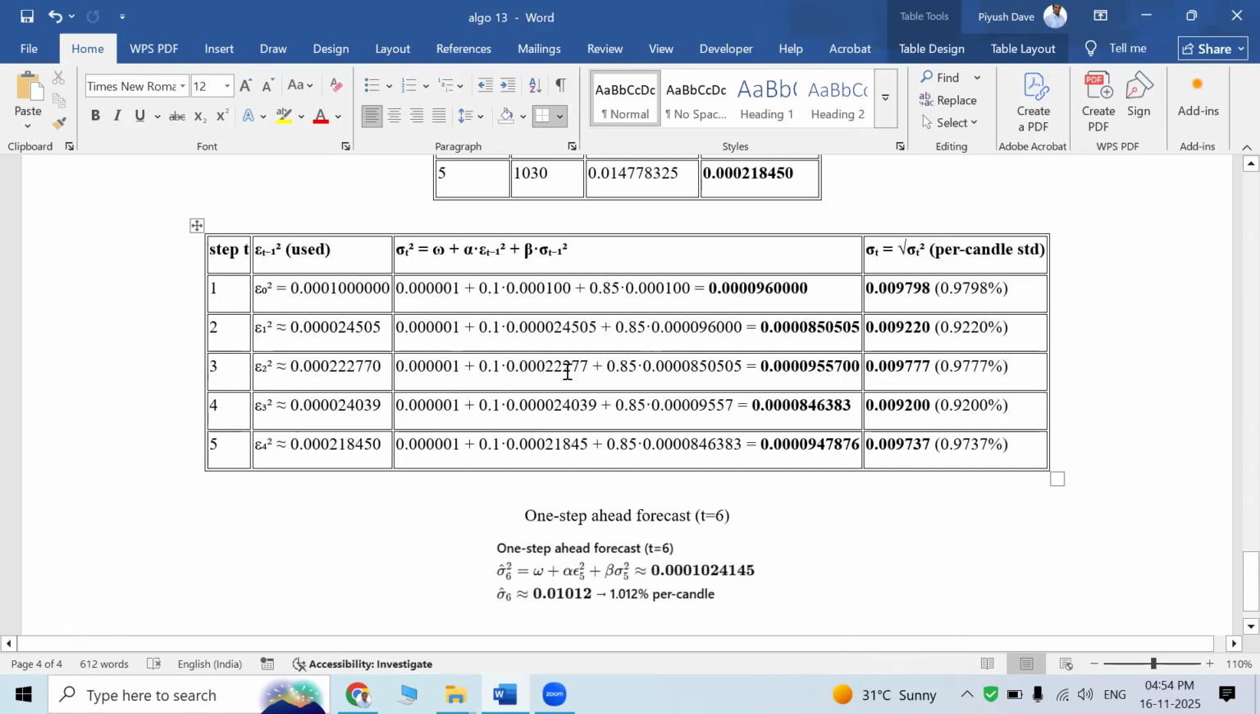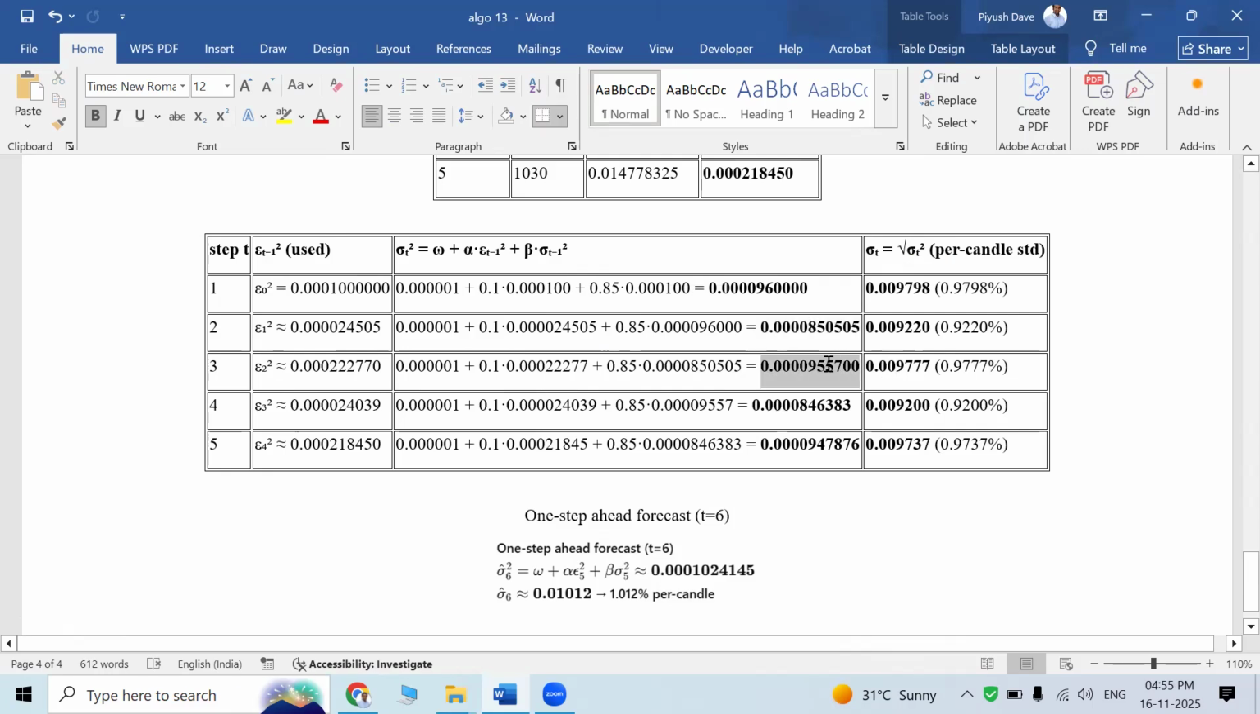Again, we will do it for sigma 2. This is omega. This 0.1 is alpha. This value we have taken from here. This value we have taken from here. This value we have taken from here.